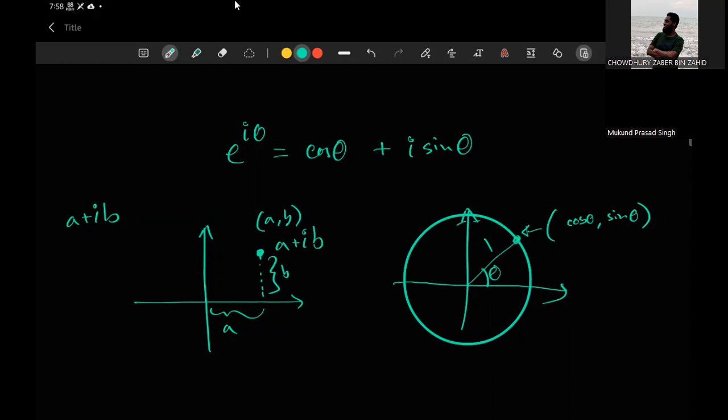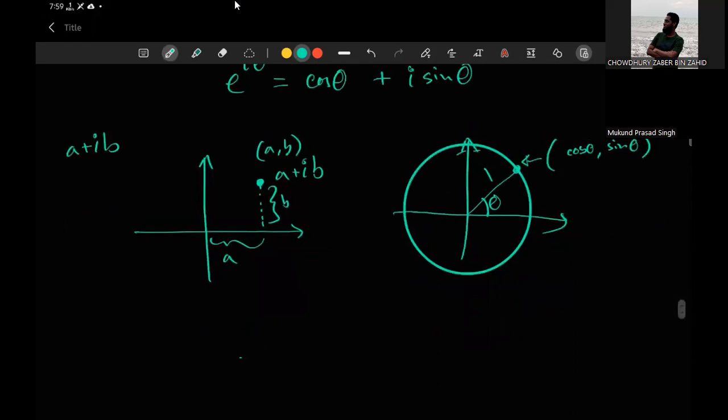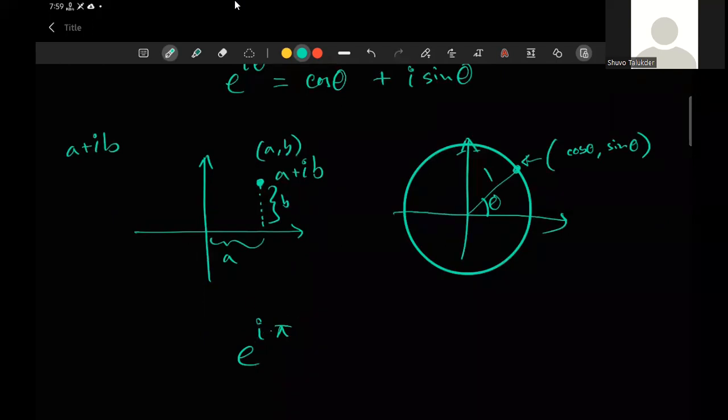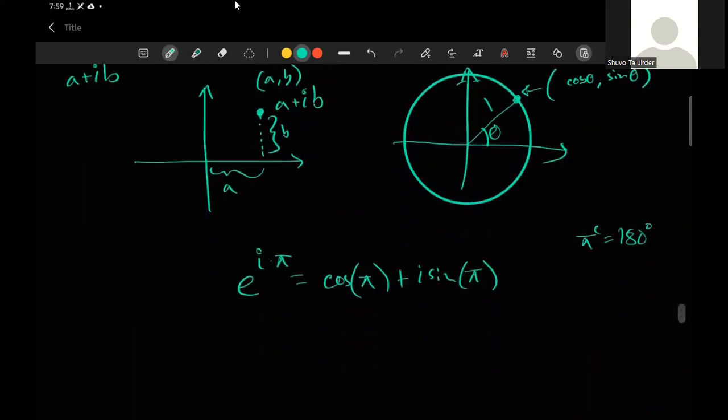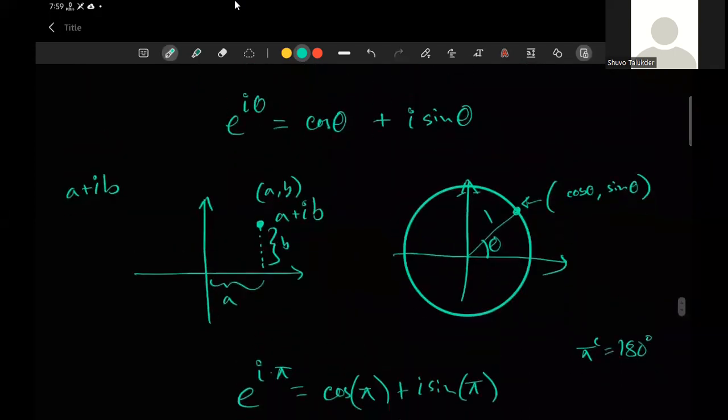So this point is basically cos theta comma sin theta. And what Euler did was relate this to the idea that you can take the exponential in the complex plane as well. For example, i times pi. By the way, this theta is usually written in radians. So i pi would mean that the value is cos pi plus i sin pi. If you don't remember, pi radians means 180 degrees, and cos 180 degrees, or cos pi, means -1, plus i sin pi means just 0. So this gives you -1. So e to the power i pi is basically -1.